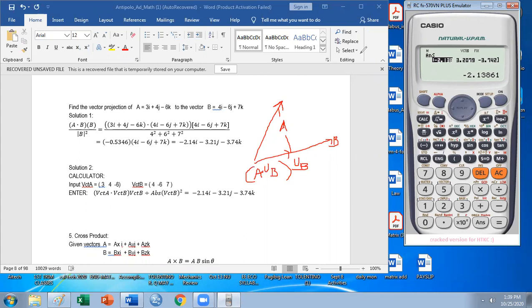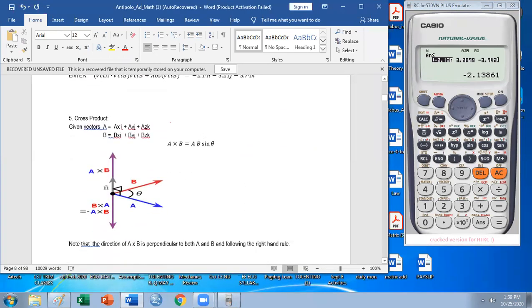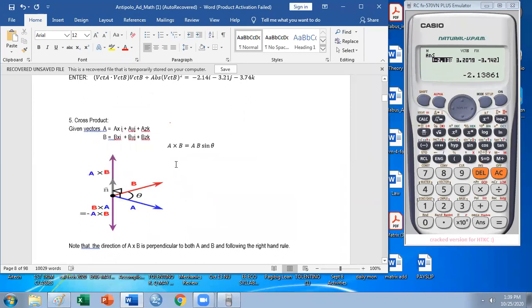Next is what you call the cross product. Cross product is AB sin theta. This is called the vector product. For example, this is my A, this is my B. The cross product is defined as AB sin theta, where the direction is perpendicular to both A and B following the right-hand rule.